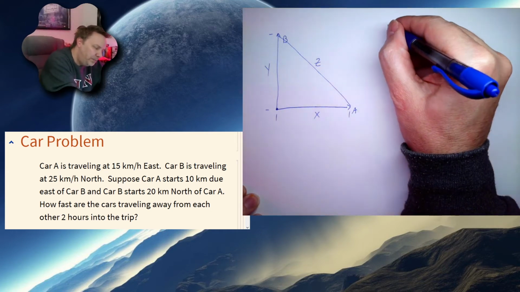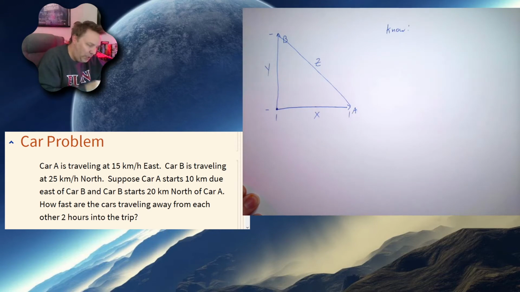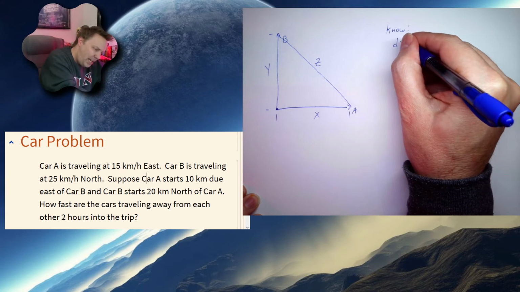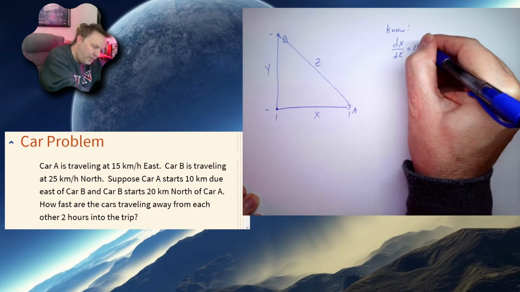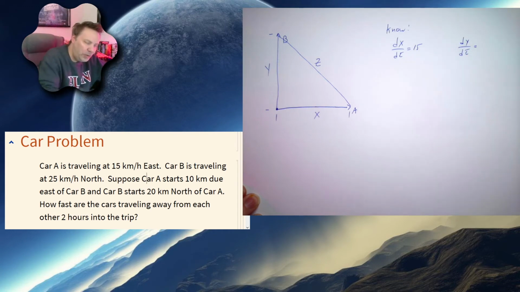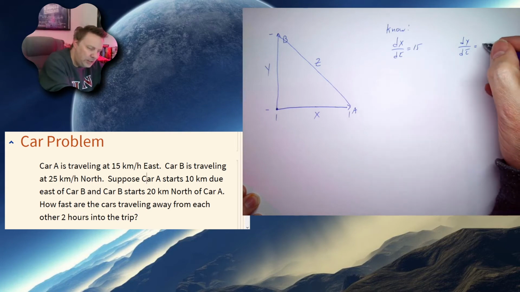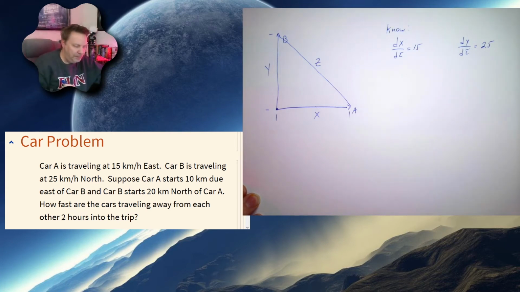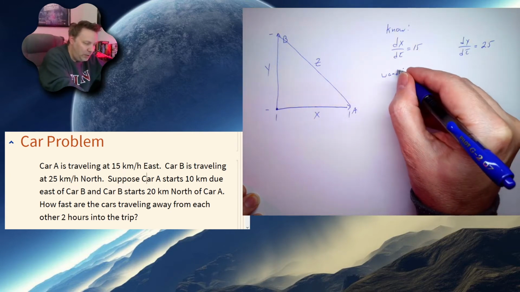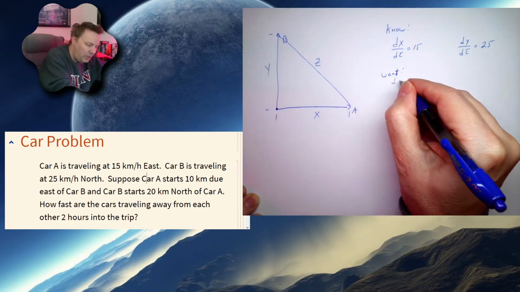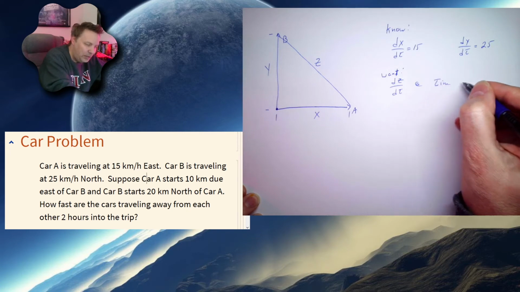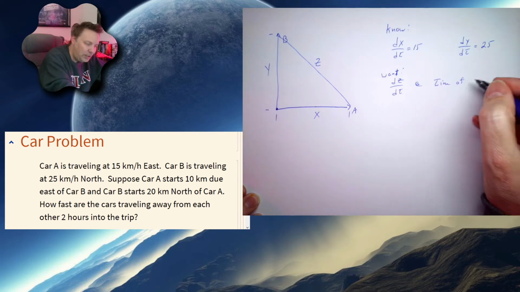So what do we know in this problem? Well, do we know how fast car A is moving? Yeah, we know that A is moving at 15 kilometers an hour. What about car B? Well, reading it again very quickly, it says 25. Now, what do we want? Symbolically, we want dz/dt at time of 2 hours.